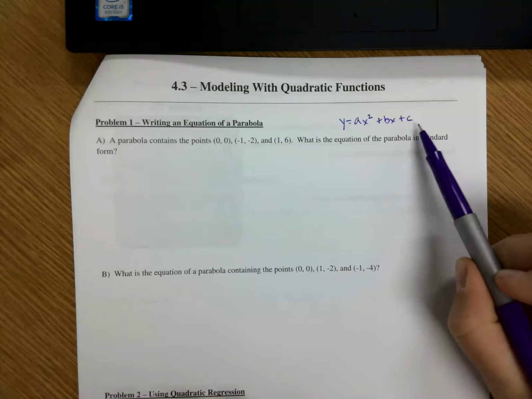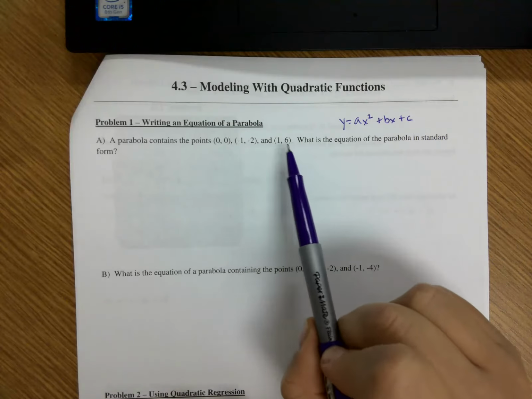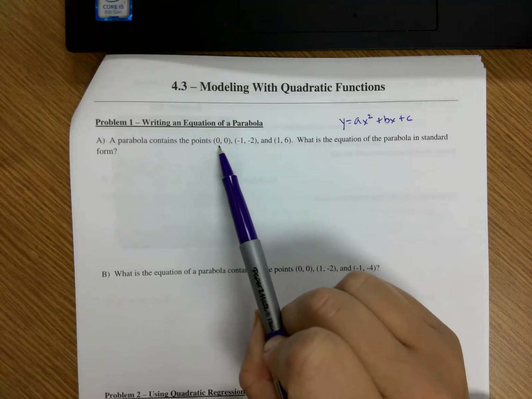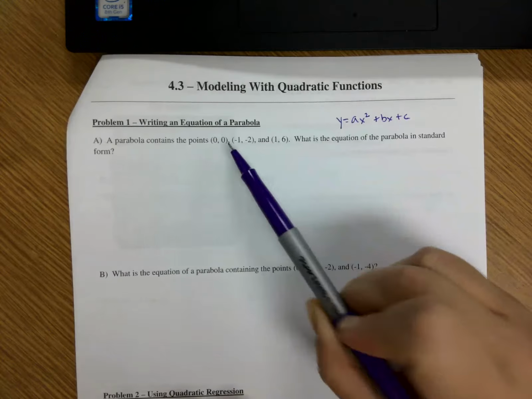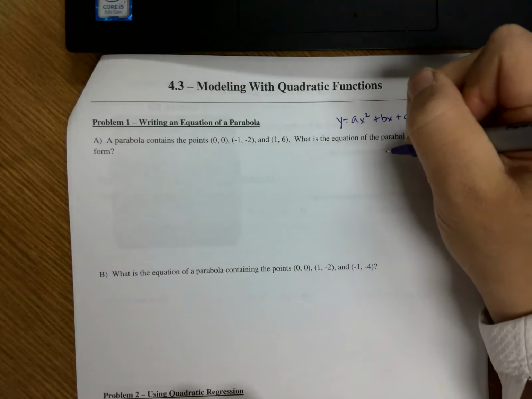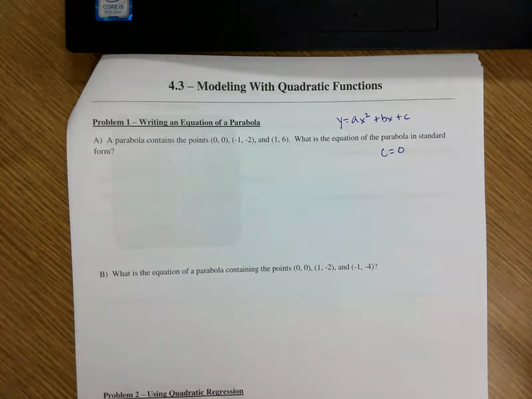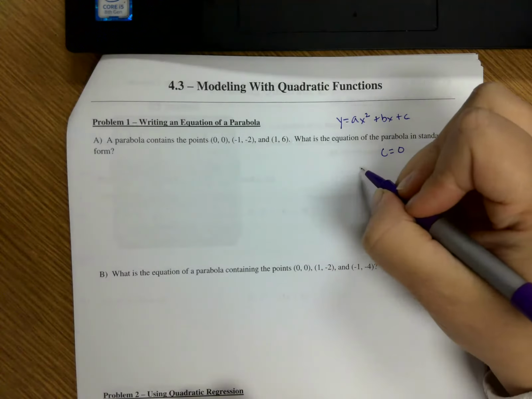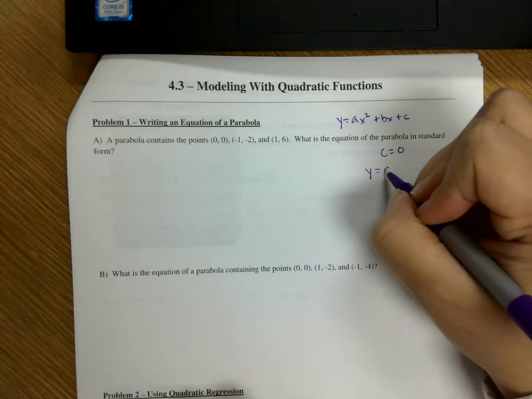Remember that C is your y-intercept. So if I look at these points, it gives us C. C, my y-intercept is 0. So I already know that C is equal to 0 here. So I'm going to write that over here. C for sure is equal to 0. So now what we have to figure out is this.